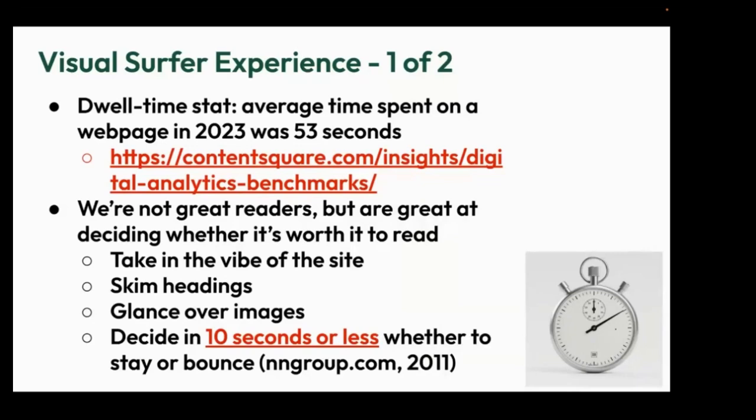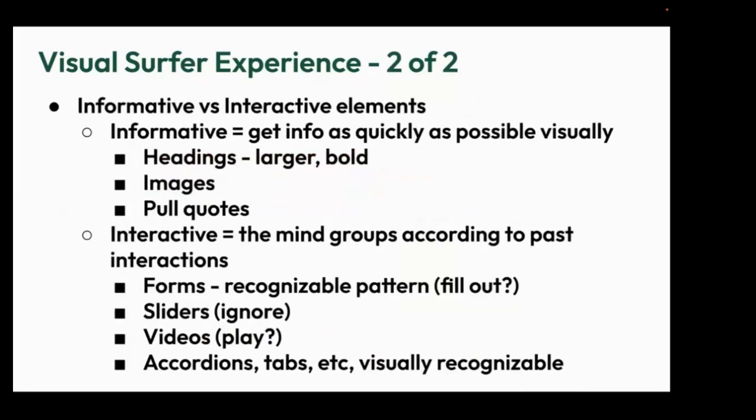Next slide. So the way that visual surfers kind of decide so quickly whether to stay or go is they categorize everything into either informative or interactive elements in their minds. And with informative elements, their goal is to get the information as quickly as possible. So they're going to read through the headings real quick. They may glance at the images. They may read the pull quotes or not, but they're going to get the information as quick as possible.